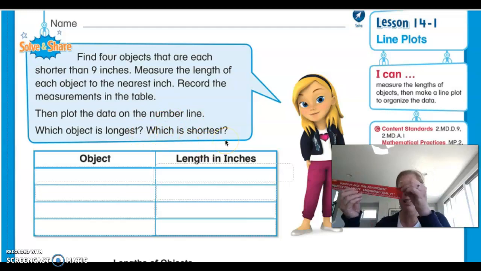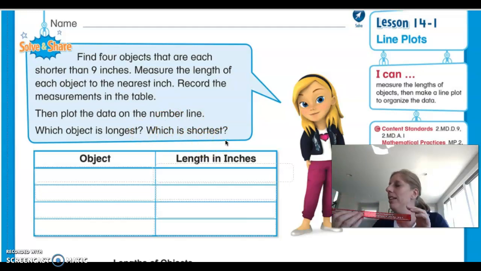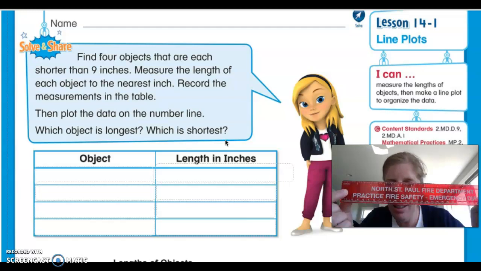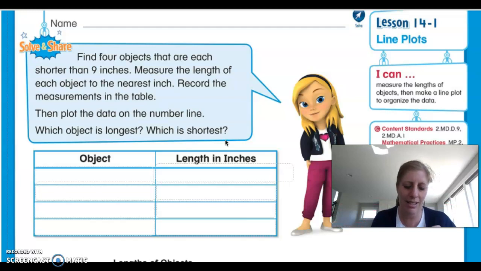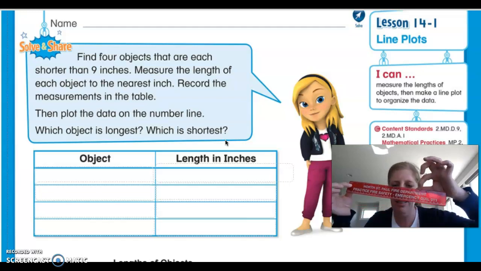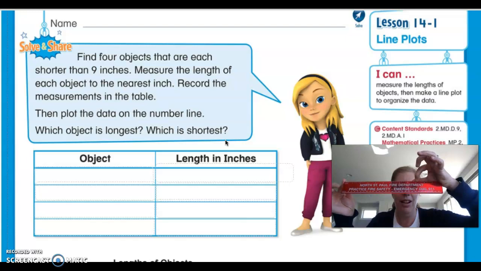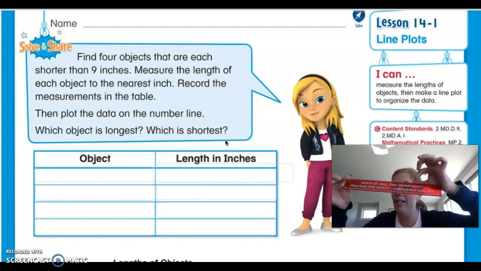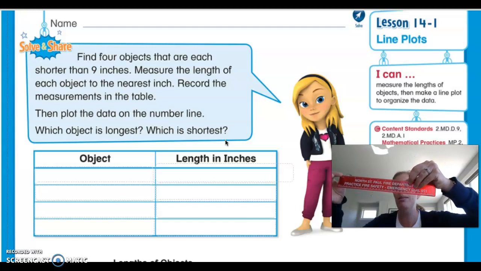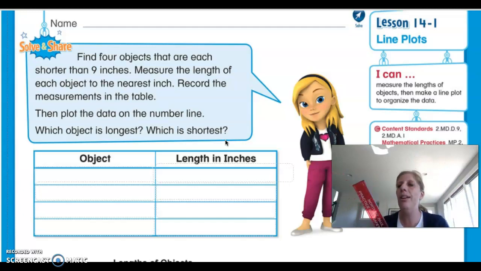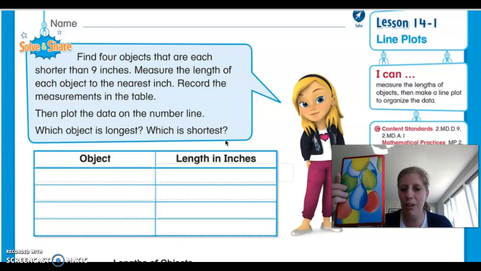So I've got my ruler here, and I'm looking at the side that says inches, and I have to look at 9 inches right here. I'm going to try to find 4 things. Actually, I already went ahead and found 4 things that are shorter than 9 inches. So I'm going to show you what they are, and how I measured them. The first was a birthday card.